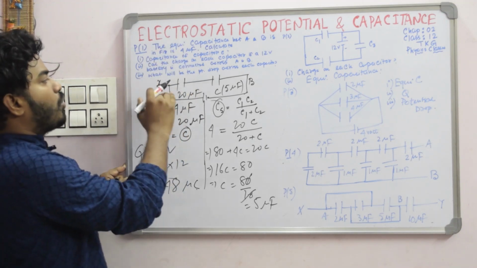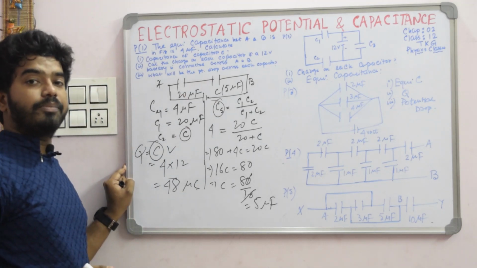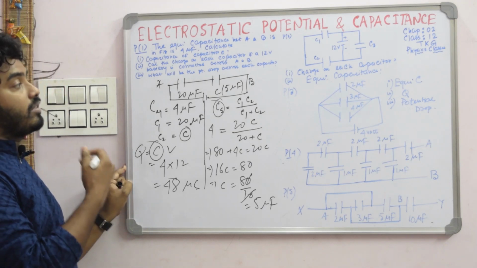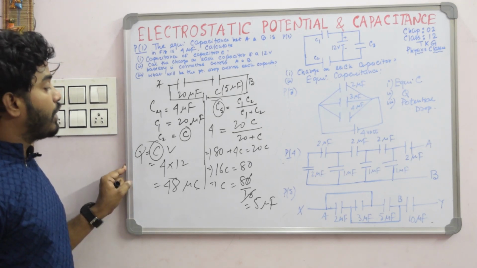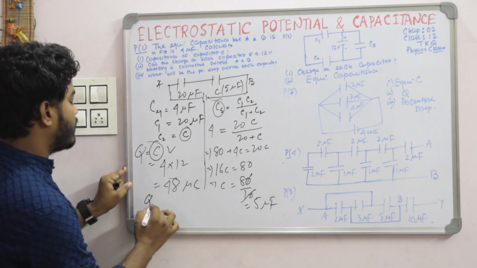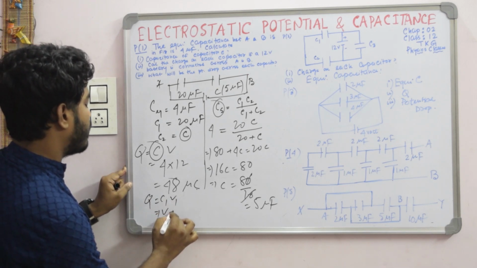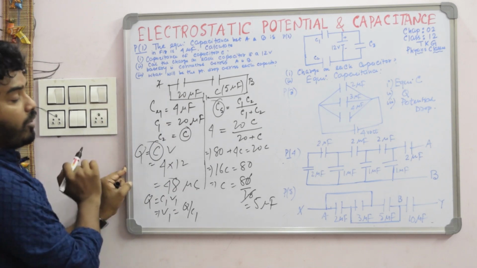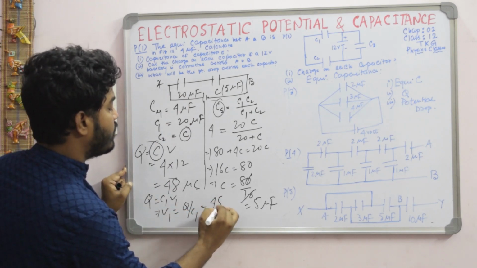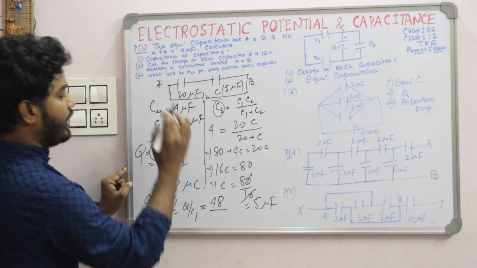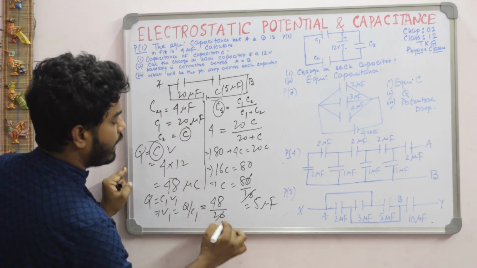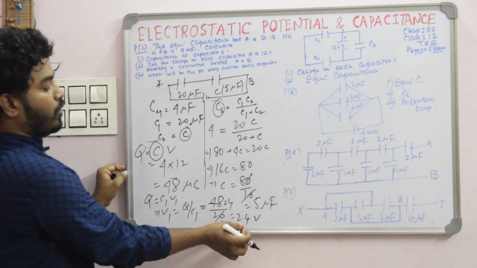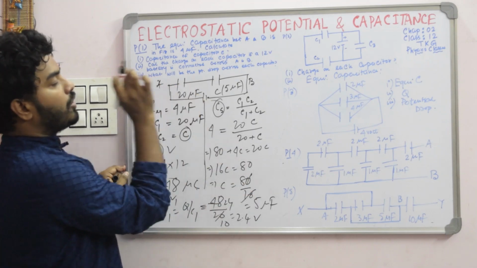Now third, what is the potential drop across each capacitor? Since the capacitors are connected in series, the potential across each capacitor is different. Write it down: Q is equal to C1 V1, so V1 is equal to Q by C1. This Q by C1 is the potential drop across the 20 microfarad capacitor. The charge is 48 and C1 is 20, so this is 2.4 volt. So 2.4 volt is the potential drop across 20 microfarad.